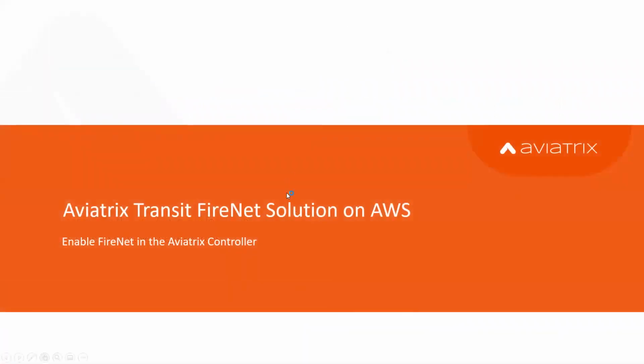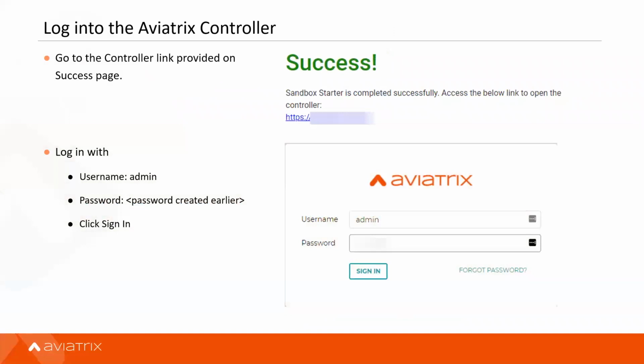So now that we have a full-blown transit deployed here, at this point, you can just SSH into those EC2 instances and test it out for yourself. It's already fully functional. That's the beauty of the Sandbox Starter tool. It enables you to try it out and see the simplicity that is Aviatrix. So, okay, go ahead and log into the controller, with your admin username and the password you created when you were setting things up.